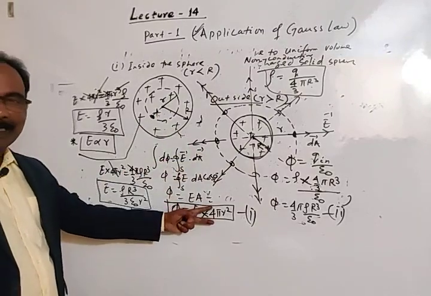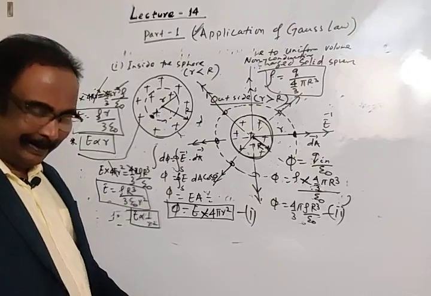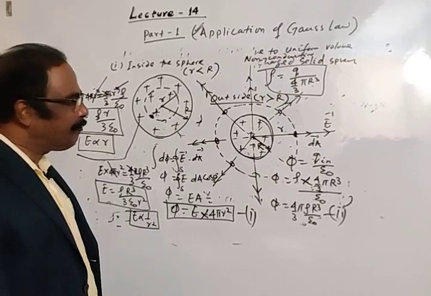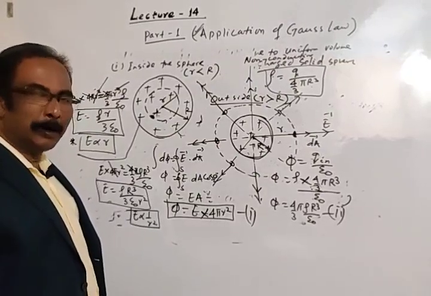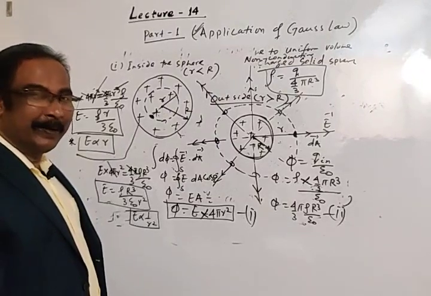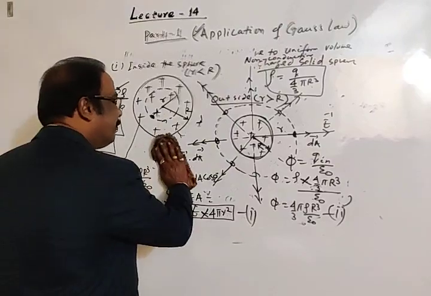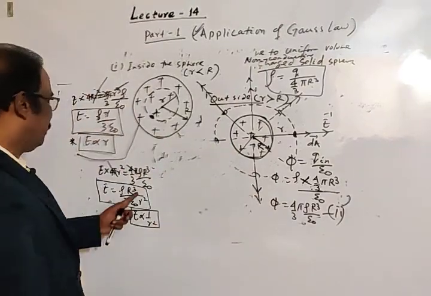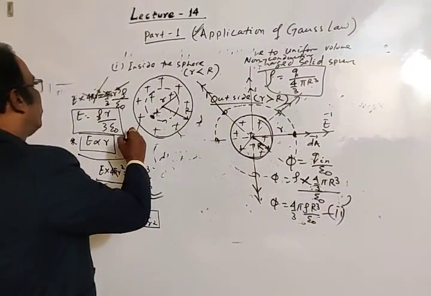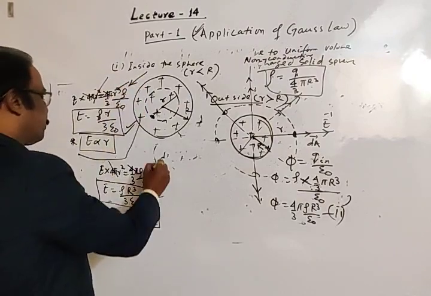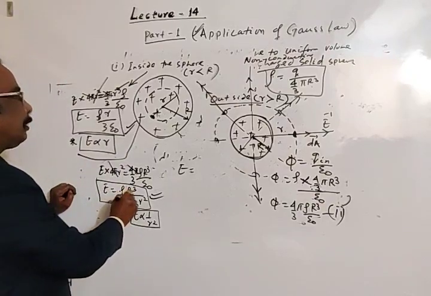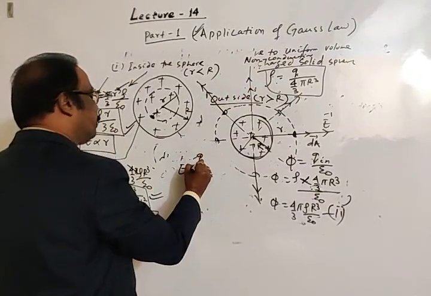They are all in similar form. First find flux, E dot dS, then take the surface integral, then equate it with flux equal to q divided by epsilon naught. All are in similar form. See students, this is the first formula, outside the sphere, and this is inside the sphere.